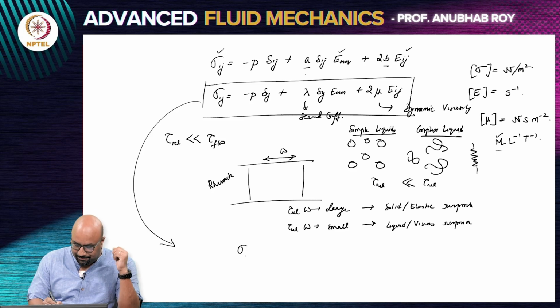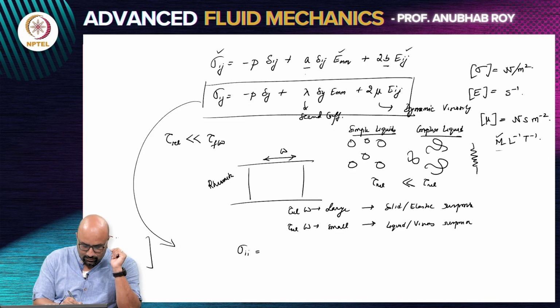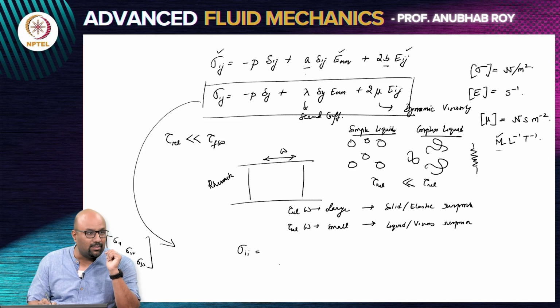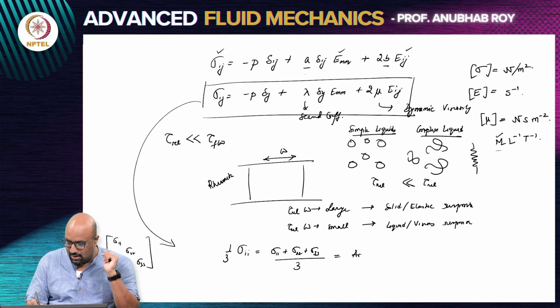So, if I equate i to j, I get sigma ii. Now, sigma ii is the sum of all the diagonal elements, right. Sigma ii is basically sigma 11 plus sigma 22 plus sigma 33. So, 1/3 sigma ii is an average normal stress.